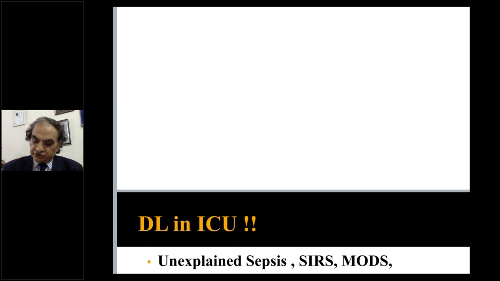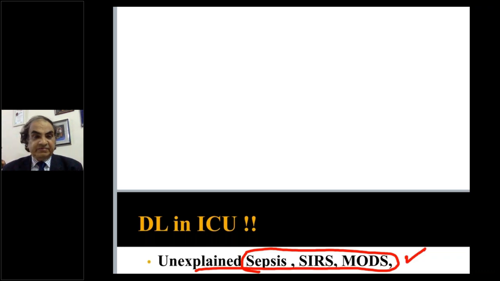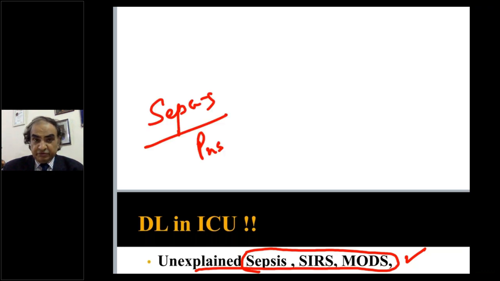Unexplained sepsis, you are not finding the source. What is suspected is sepsis. The patient is in systemic inflammatory response syndrome or MODS. They've got different names now, but names don't change it. Basically, sepsis with a patient that is not recovering. You know, the patient is not getting better. You have sepsis. And do you know one very famous aphorism? Please remember, pus somewhere, pus nowhere, pus under the diaphragm.